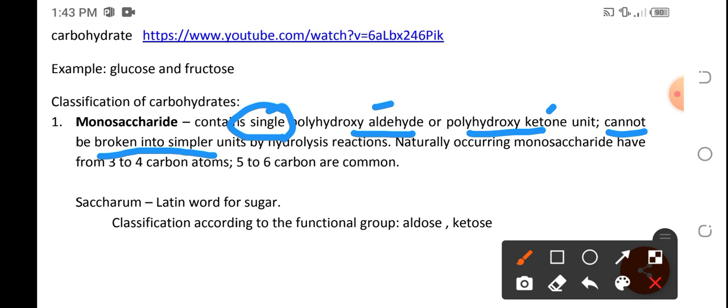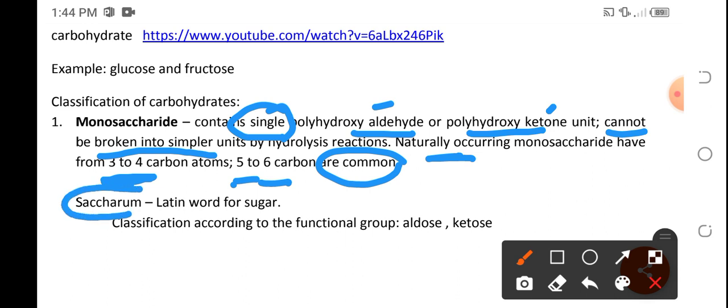And then the naturally occurring monosaccharides usually have 3 to 4 carbon atoms. And for those with 5 to 6 carbon atoms, they are the common ones. Okay? The Latin word for sugar is saccharum. That's why you have monosaccharide. That saccharide came from the Latin word saccharum. Mono means one. So that's the single polyhydroxyaldehyde or polyhydroxyketone. Now, for monosaccharide, we have different classifications.